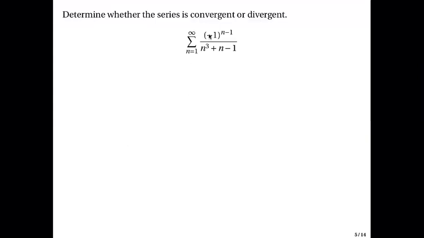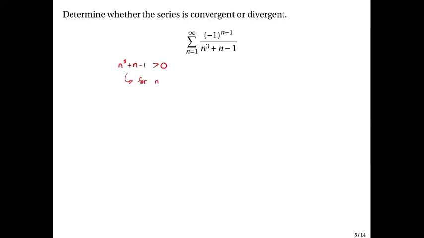So we have the series (-1)^(n-1) all over n^3 + n - 1. In here, let us look at the denominator first. So notice that your n starts from 1 and it just increases. n equals 1, 2, 3, etc. And you have to observe that your n^3 + n - 1 is always greater than 0. And why is that? So this is the reason.